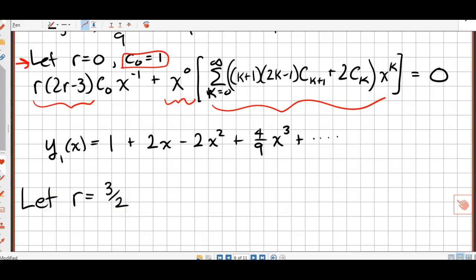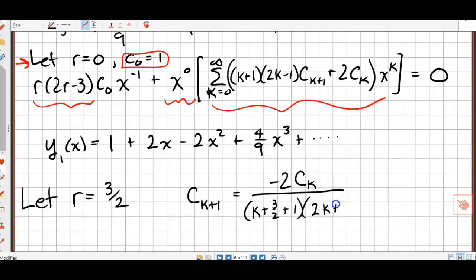And that'll give us c sub k plus 1 equals negative 2 times the quantity c sub k divided by, now we've got k plus 3/2 plus 1, and we've got 2k plus 2. Right, so we had 2k plus 2r minus 1, and then 2 times 3/2 is 3, so we get 2k plus 3 plus 3 minus 1, so we're getting 2k plus 2.